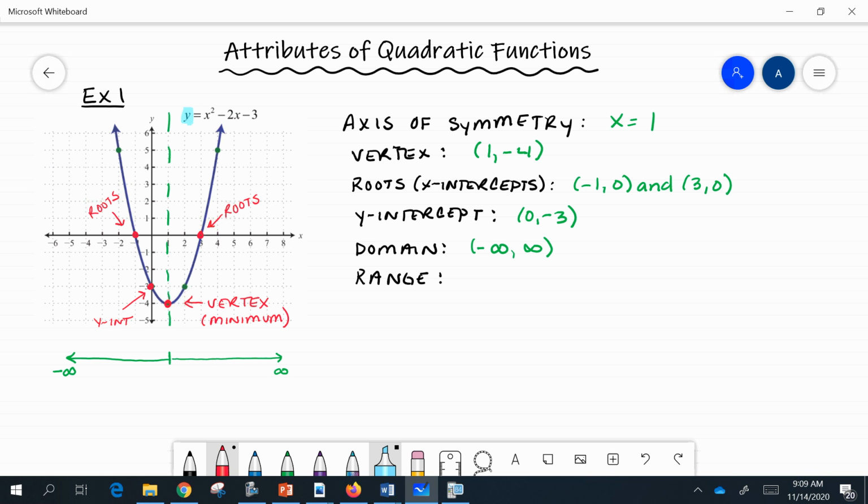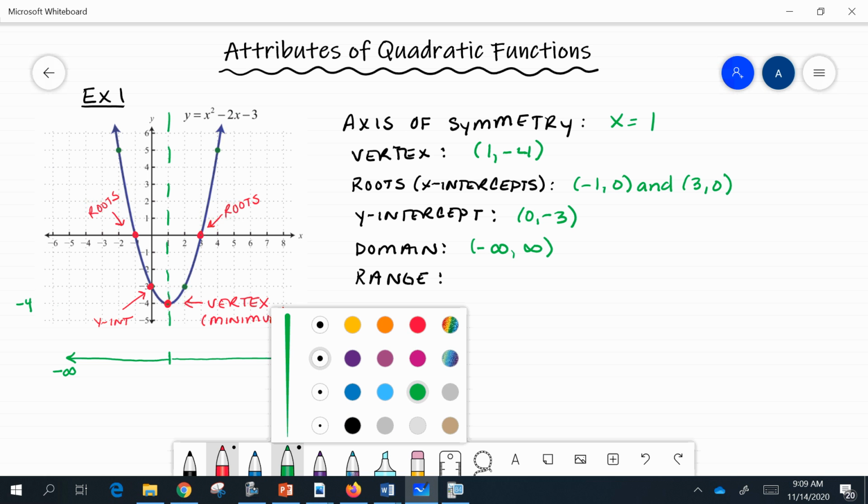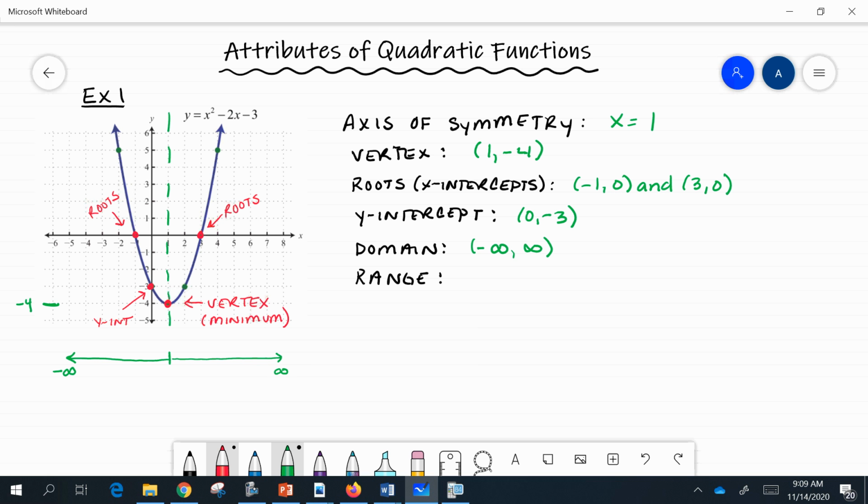Now the range, if we look at the function, is the set of all y values that are outputted from the function. Visually, the y values can be seen as the vertical span of the graph. In this particular parabola, the lowest y value is at -4, and the parabola goes up forever towards infinity. This is what we would consider the range of a parabola. So we would say the range goes from -4 to infinity.